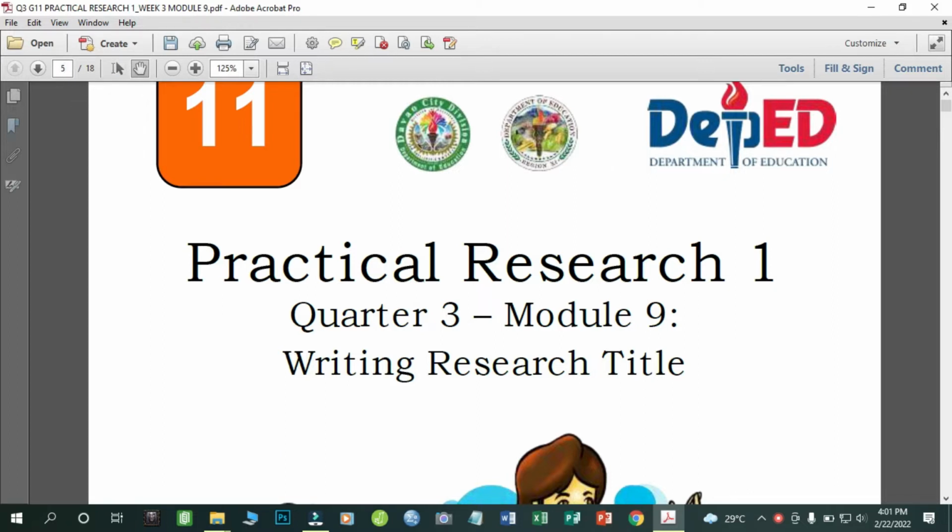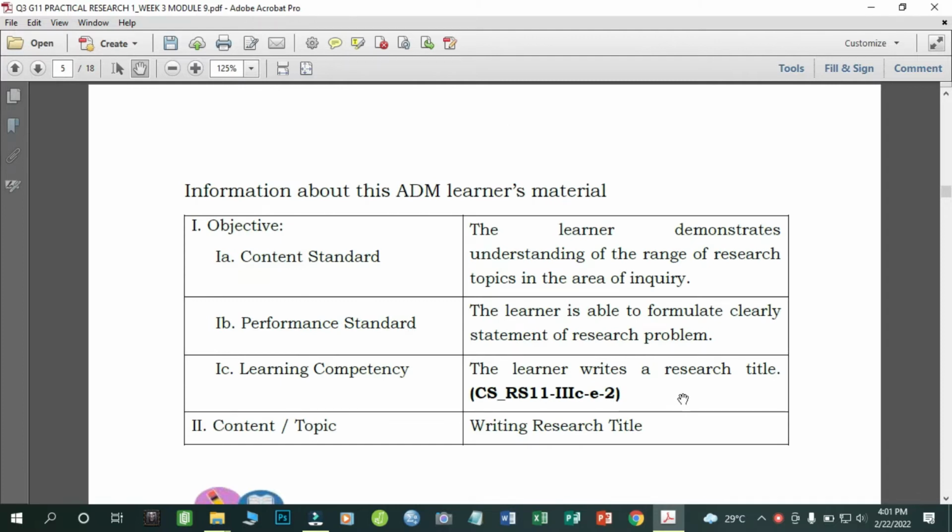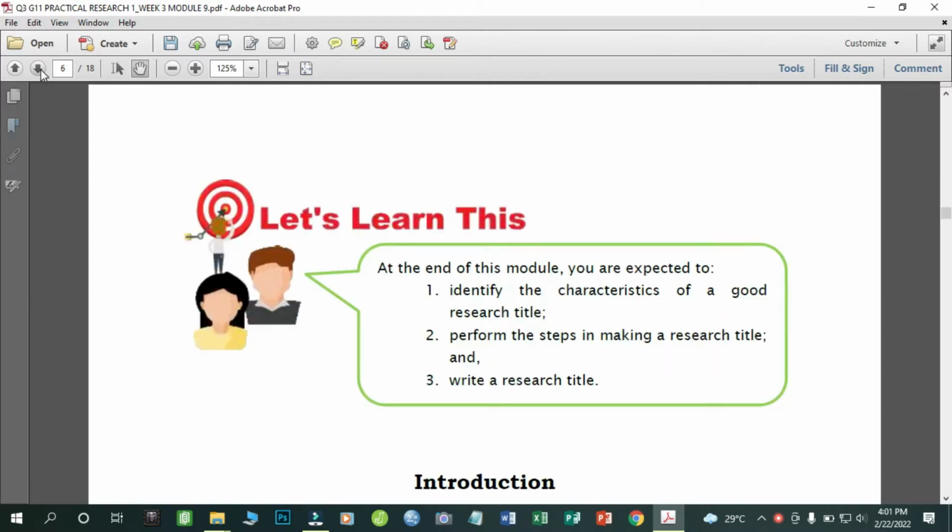In this module, these are the competency: the learner writes a research title. Then our objectives: identify the characteristics of a good research title, perform the steps in making a research title, and write a research title. So these are our objectives in our module.